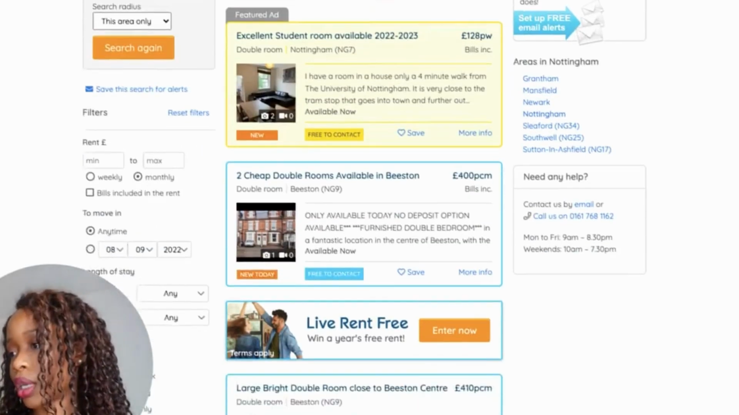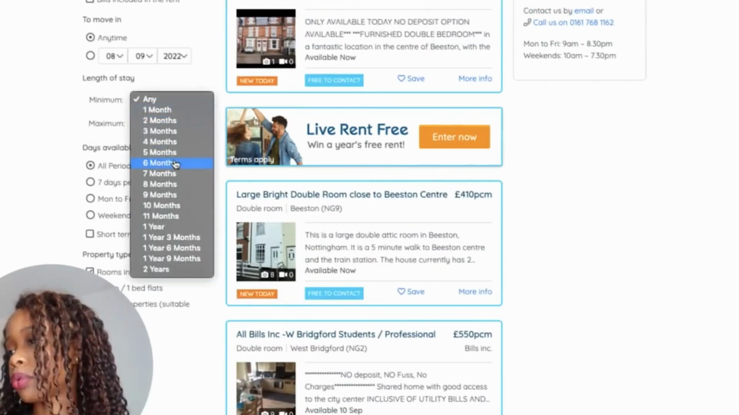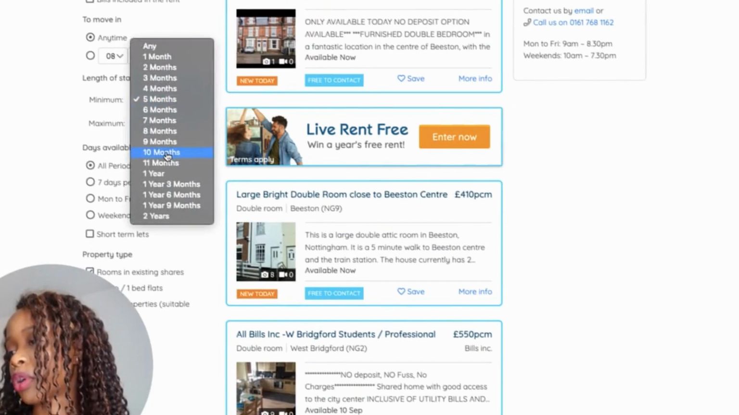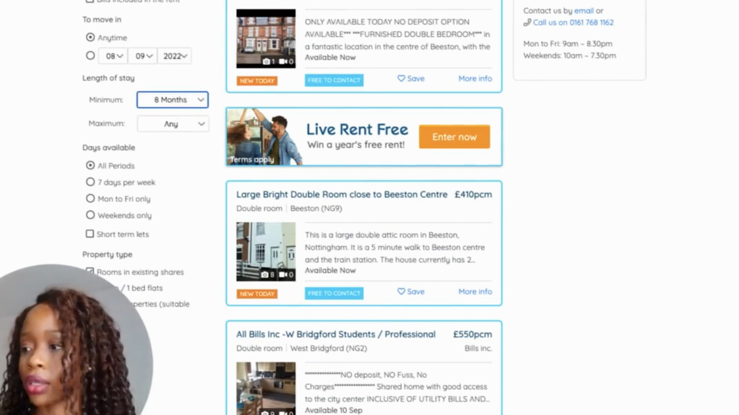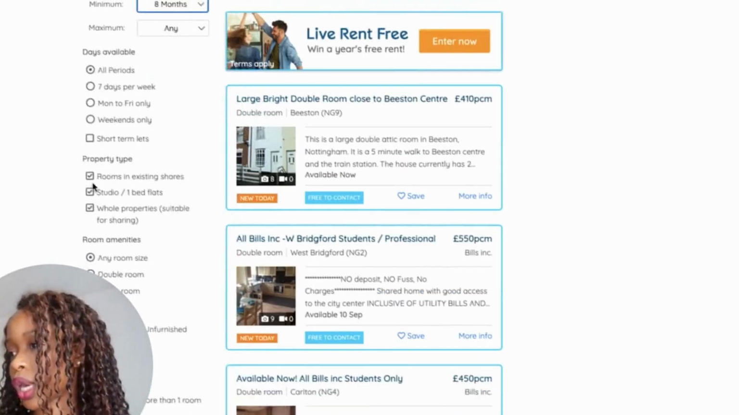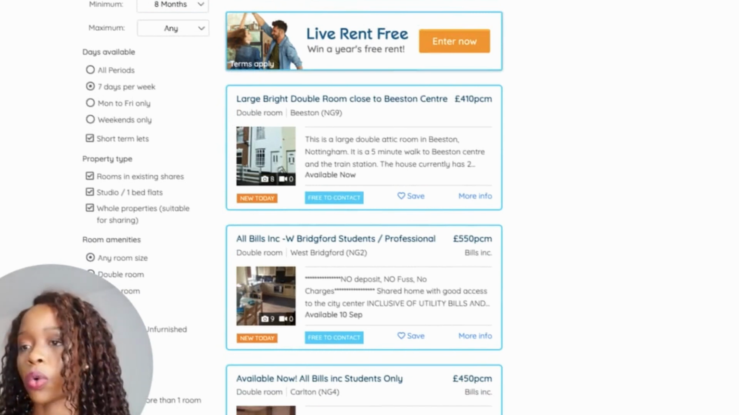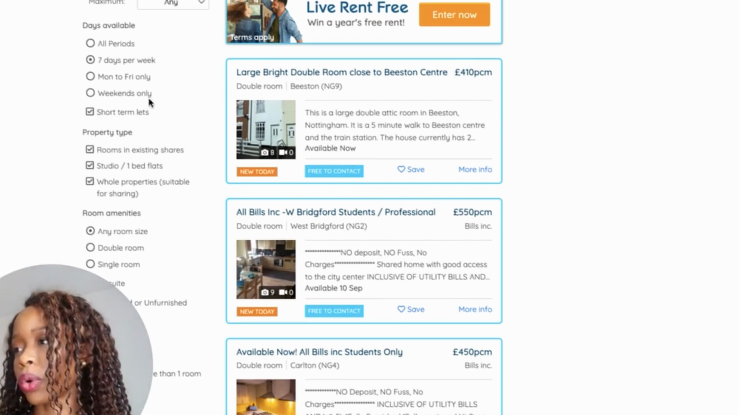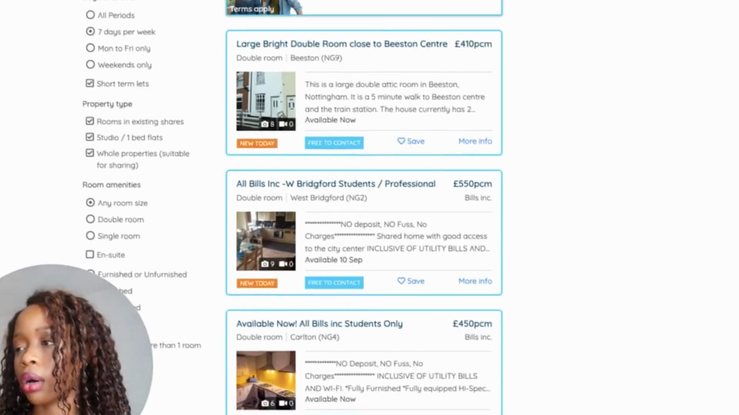Okay, so here you can see that I'm quickly able to determine the minimum and maximum length of stay that I want that accommodation for in the search results. I'm also instantly able to pick and choose whether I want short lets, or weekends only, Monday to Friday, or 7 days per week. Okay, so again, in terms of flexibility, this is quite key.